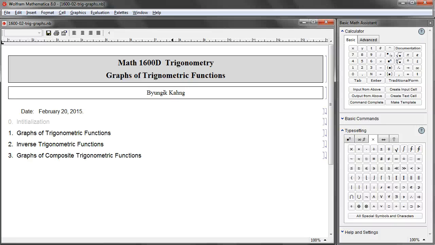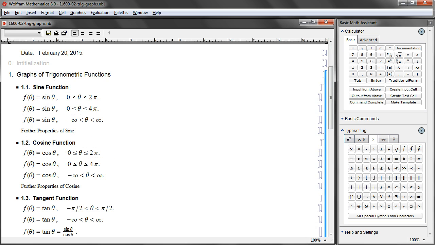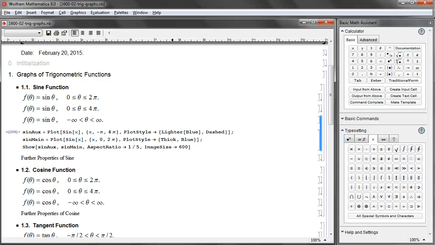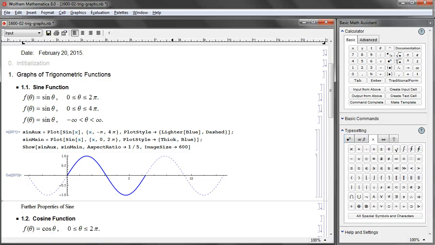Welcome back. The second notebook is about the graphs of trigonometric functions. First, let's begin with the elementary trigonometric functions, sine and cosine. The simplest is the sine, and it goes like this. Here is a graph of the sine function.